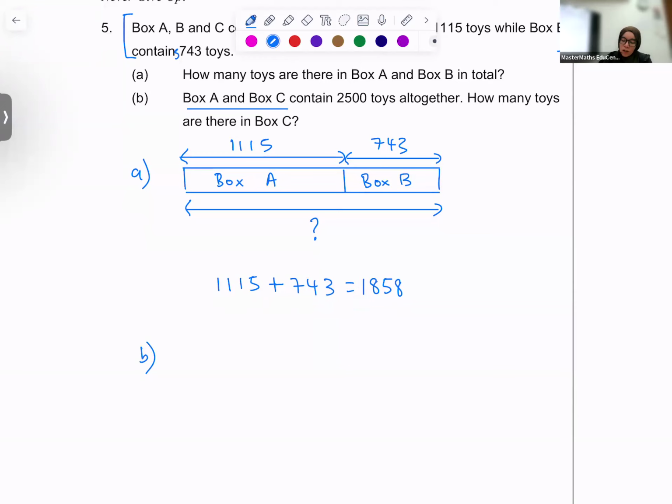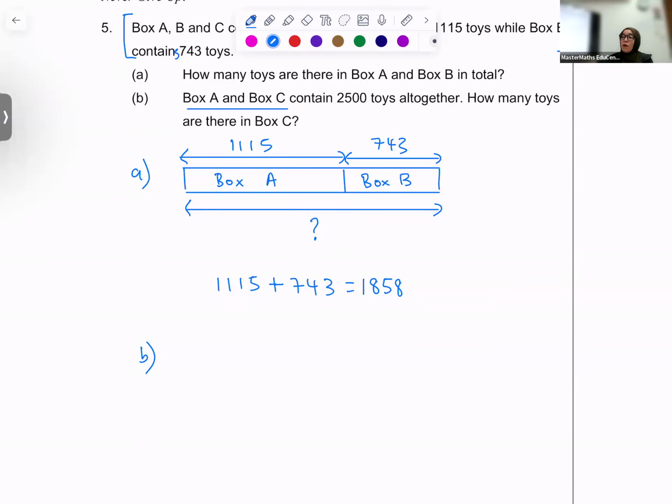Now, in part B, what do we know about box A and C? They contain how many toys altogether? Very good, okay? 2,500 toys altogether. Is there a comparison phrase in part B? Yes or no? No, we don't have. No more than, no less than.